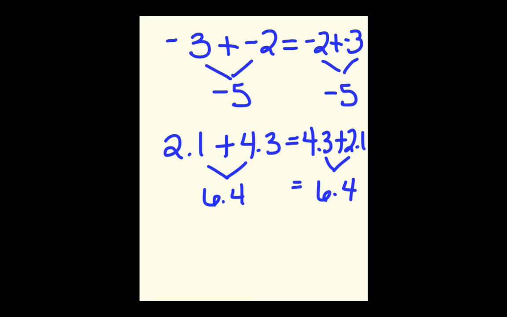All true. Now, does the commutative property work for subtraction? Let's see. Does 2 minus 1 equal 1 minus 2? 2 minus 1 is 1. 1 minus 2, that's 1 plus a -2, which is -1. So this is not true at all. Let's make a big red not equal and write commutative does not apply to subtraction.